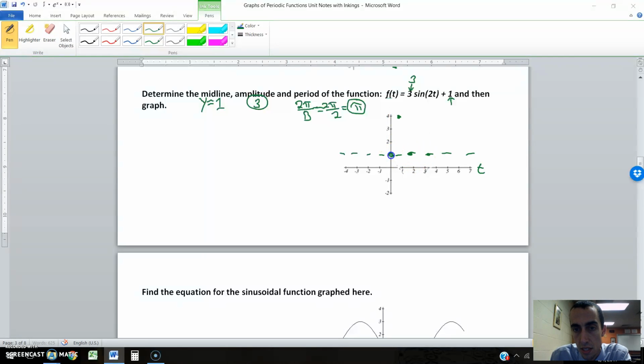Next, it's going to go up, down to the midline, and then down to the minimum. Since the amplitude is 3, it's going to go down to -2. It's going to hit -2 halfway in between 1.57 and 3.14, which would be about right here. And then, of course, this graph will repeat.